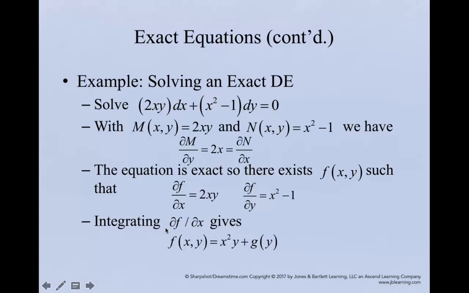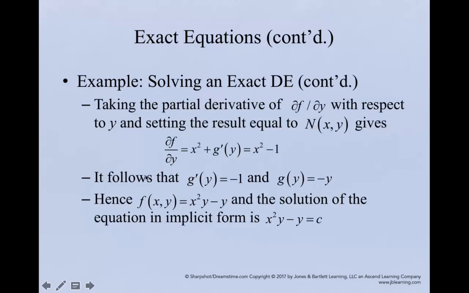What we're going to do is take the partial of f with respect to y, because we have an expression for that. Just to recap, we started with the partial of f with respect to x. So we have two equations. We started with the first equation and we integrated it to get this expression for f of x and y. Now we're going to utilize what we have here and what we know to be the partial of f with respect to y in order to figure out what this g of y is.